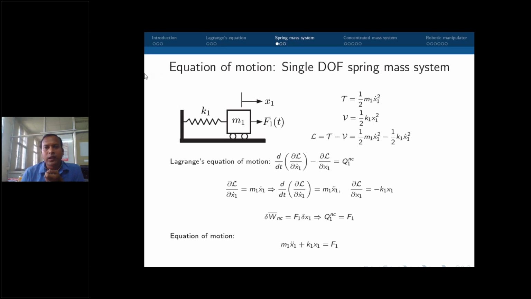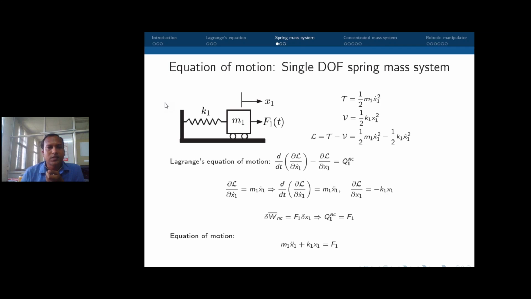In this case, if we want to find out the kinetic energy of the system, the motion is x1, its velocity is x1 dot, so it is half m v squared, half the mass m1 into its velocity squared. So that is (1/2) m1 x1 dot squared. That is the kinetic energy of the system.